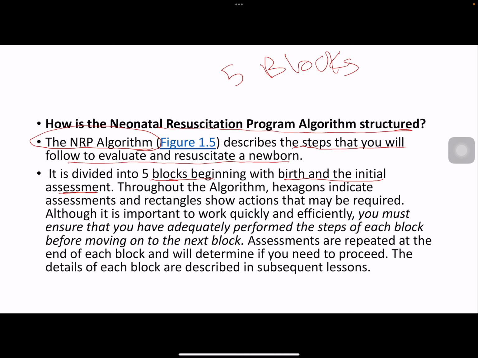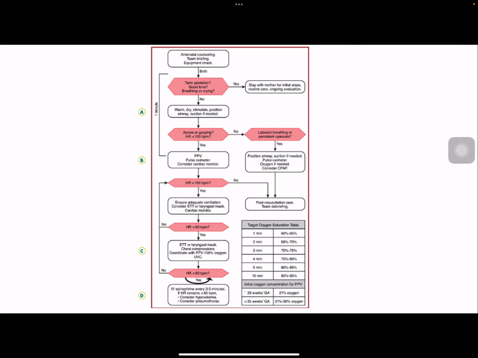Throughout the algorithm, hexagons indicate assessment and rectangles show the actions that may be required. Although it is important to work quickly and efficiently, you must ensure that you have adequately performed the steps of each block before moving to the next block. Assessments are repeated at the end of each block and will determine if you need to proceed. The details of each block are described in subsequent lessons. So this is the NRP algorithm.